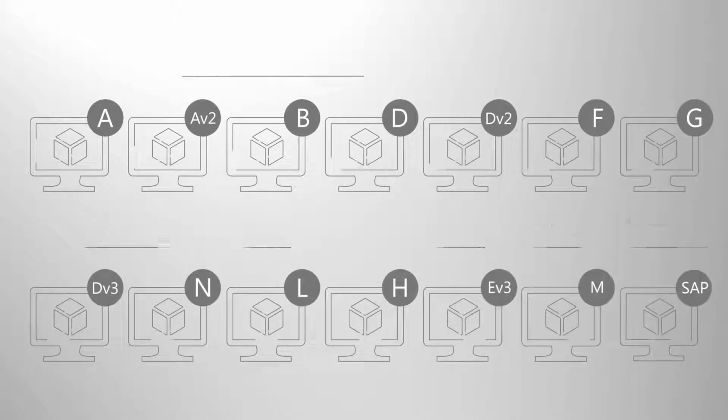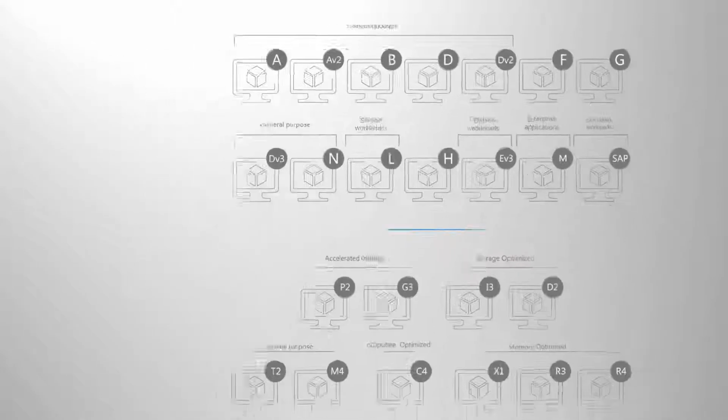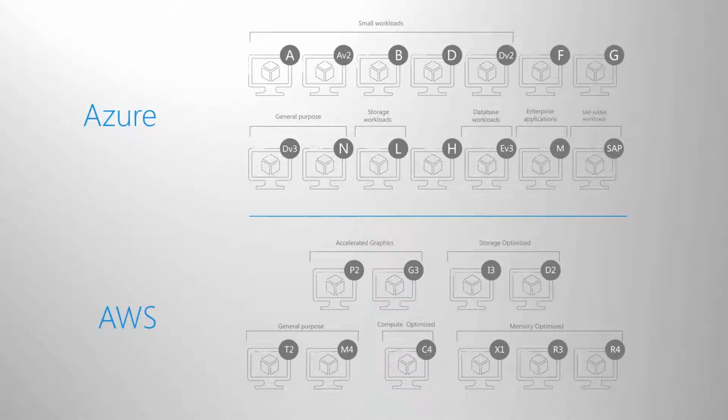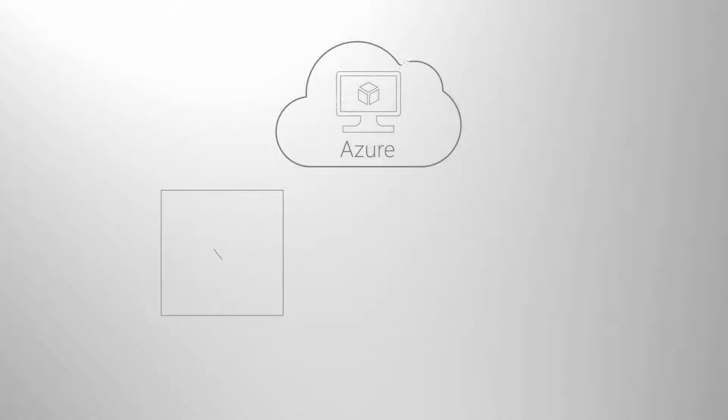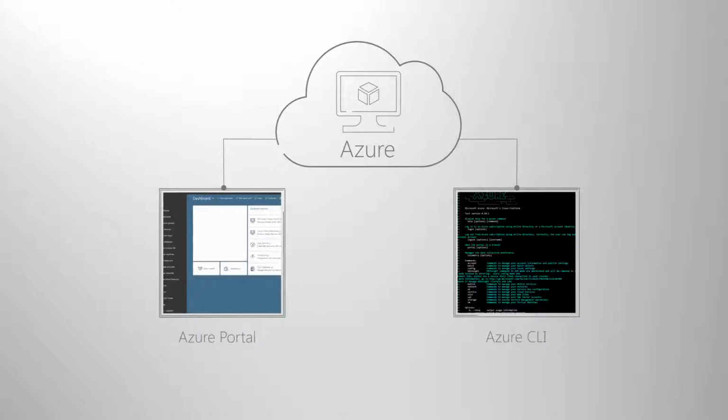Compute options are very similar between AWS and Azure. You'll find a similar range of on-demand virtual machine sizes in Azure to the EC2 instances in AWS, although you'll notice some differences in the memory, CPU, and storage options. Just as you'd create AWS instances in the AWS Management Console, you can create Azure VMs directly through the Azure portal, using APIs, or via the Azure command line interface for Windows or Linux.